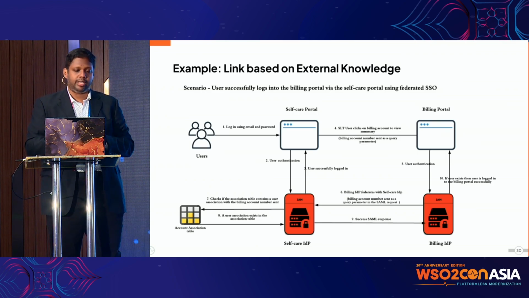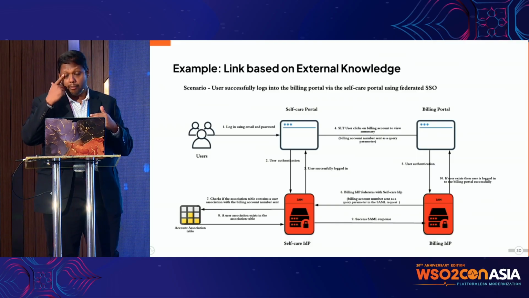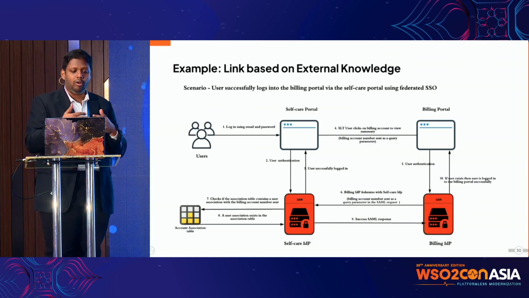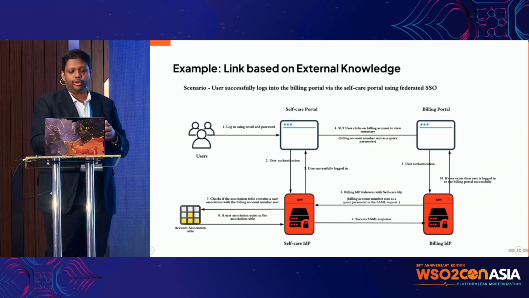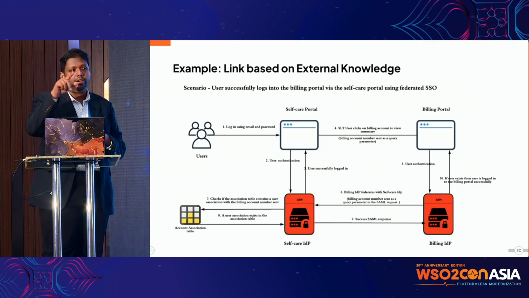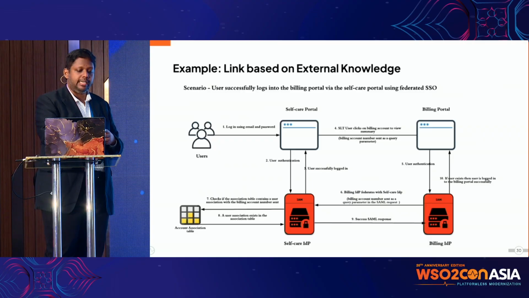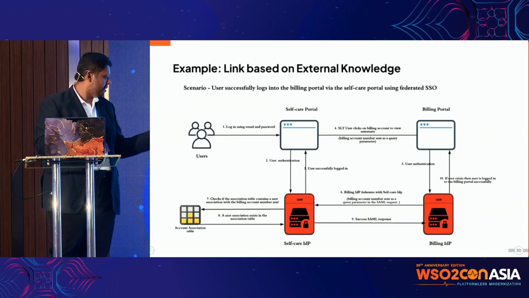There is this association table where there is knowledge saying this email address owns this mobile number, right? So that's backend knowledge that has already been created. So then the self-care IDP is going to look at this knowledge base. By the way, when the user gets redirected to the self-care IDP, it already knows who the user is because he logged into the self-care portal, so it already knows the email address. So when the billing IDP redirects him to the self-care IDP, it already knows the user, the email address, and now this number is coming. This email address is mapped to this number, which is there on the table.